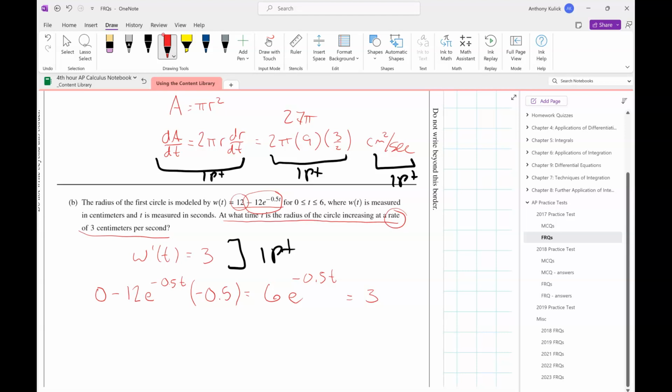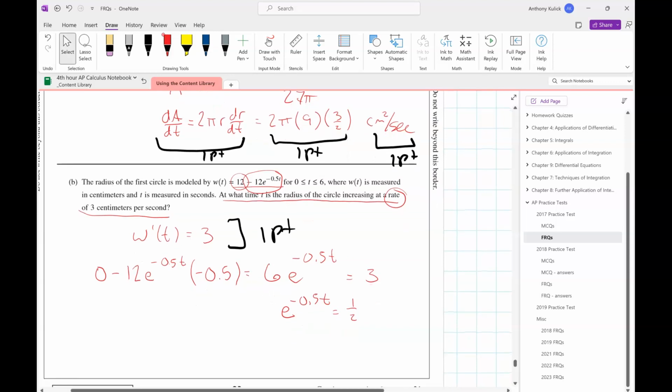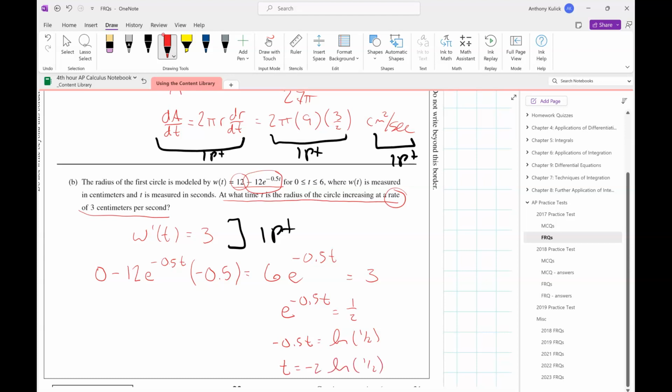So we divide both sides by 6. Take the natural log of both sides. And then multiply both sides by negative 2. So you would have gotten 1 point for doing the derivative, and then 1 point for solving for t.